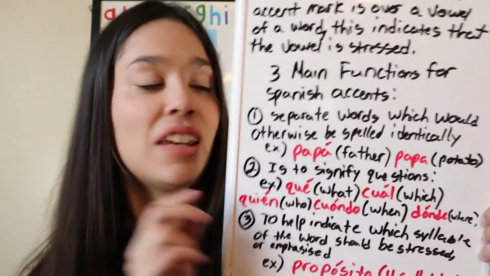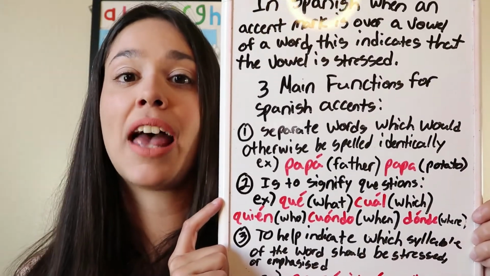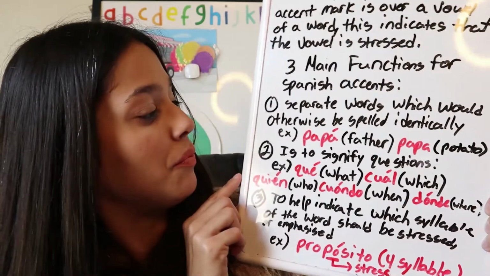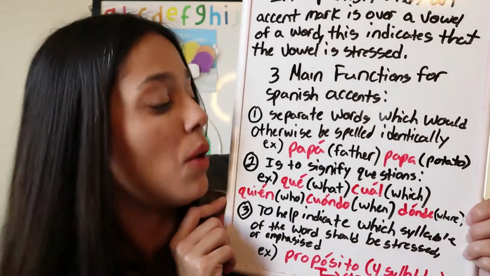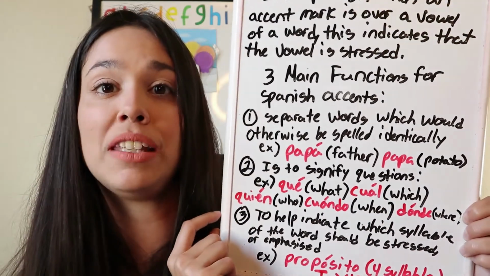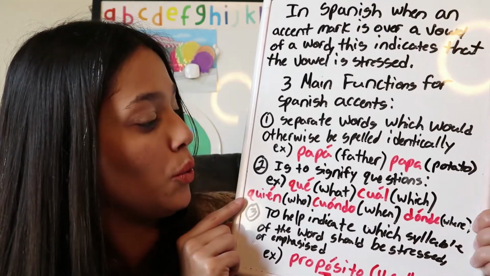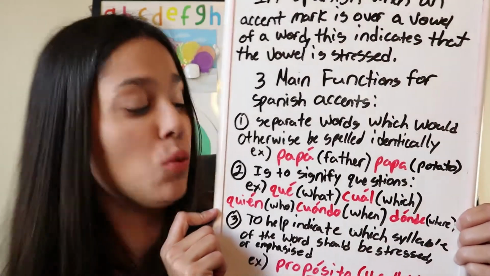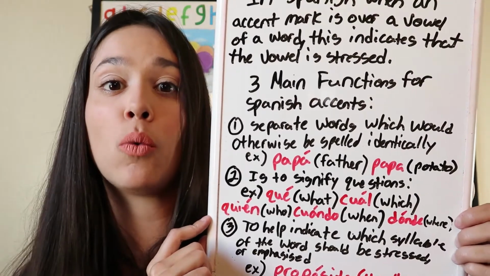Here is our second rule. Spanish accent marks help signify questions. And here are some examples. We have qué, with the accent over the E, which means what. Cuál, accent over the A, which means which. Quién, accent mark over the E, which means who. Cuándo, accent mark over the A, which means when. And dónde, accent mark over the O, which means where.